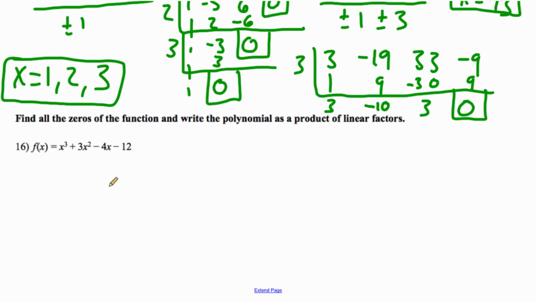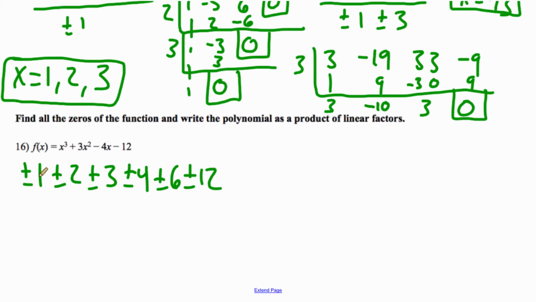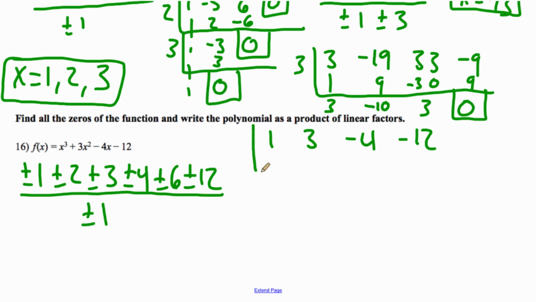For number 16, we're going to look at finding all the zeros of this function and then rewrite the polynomial as a product of linear factors. First thing I would do is maybe use the rational zero test to find a list of possible zeros. So we'd go plus or minus 1, plus or minus 2, plus or minus 3, plus or minus 4, plus or minus 6, and plus or minus 12 on the top. On the bottom, we've just got plus or minus 1. If we set up our synthetic division, that's 1, 3, negative 4, and negative 12.